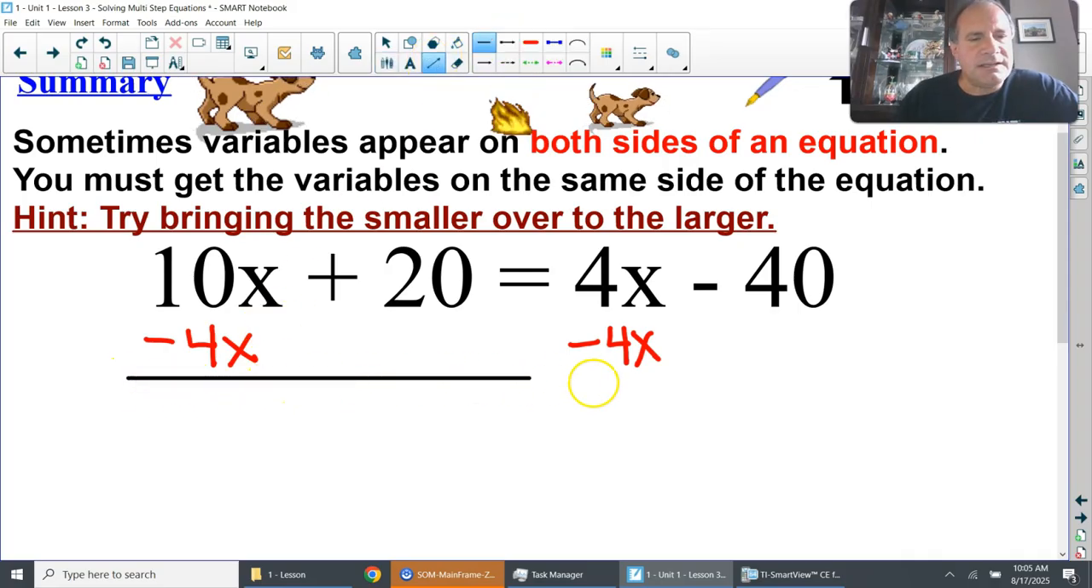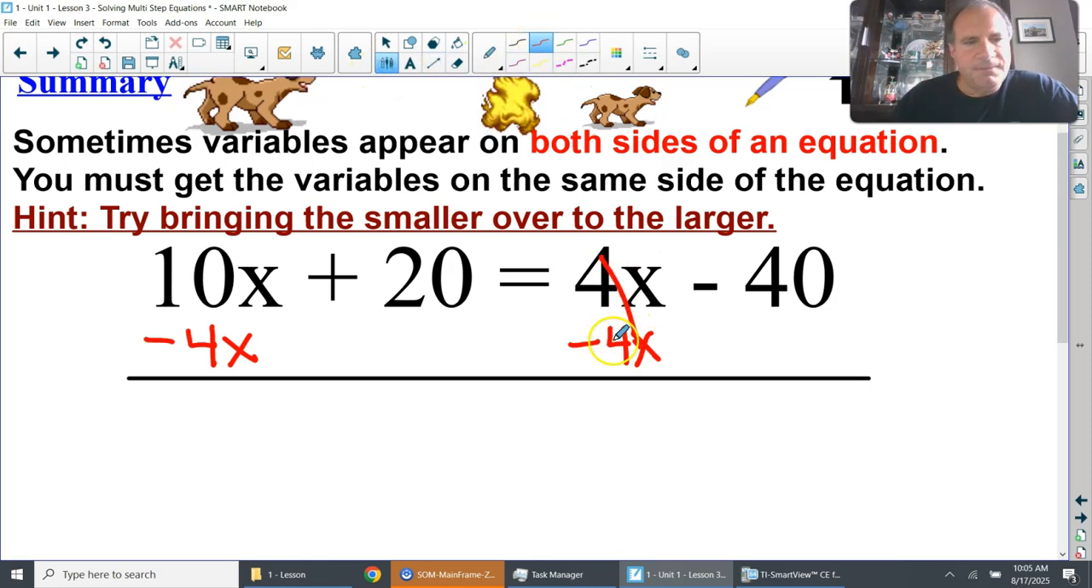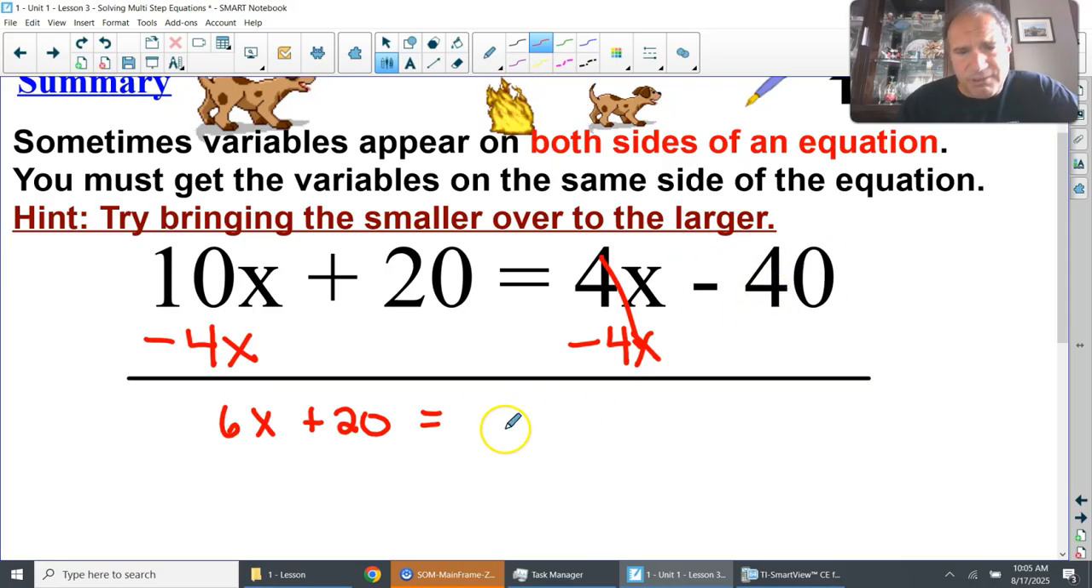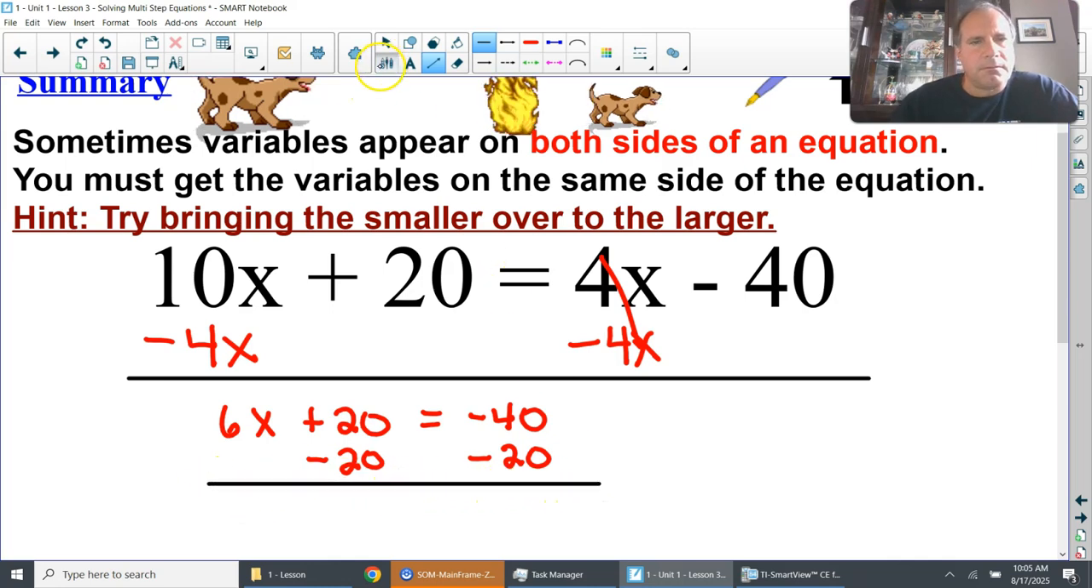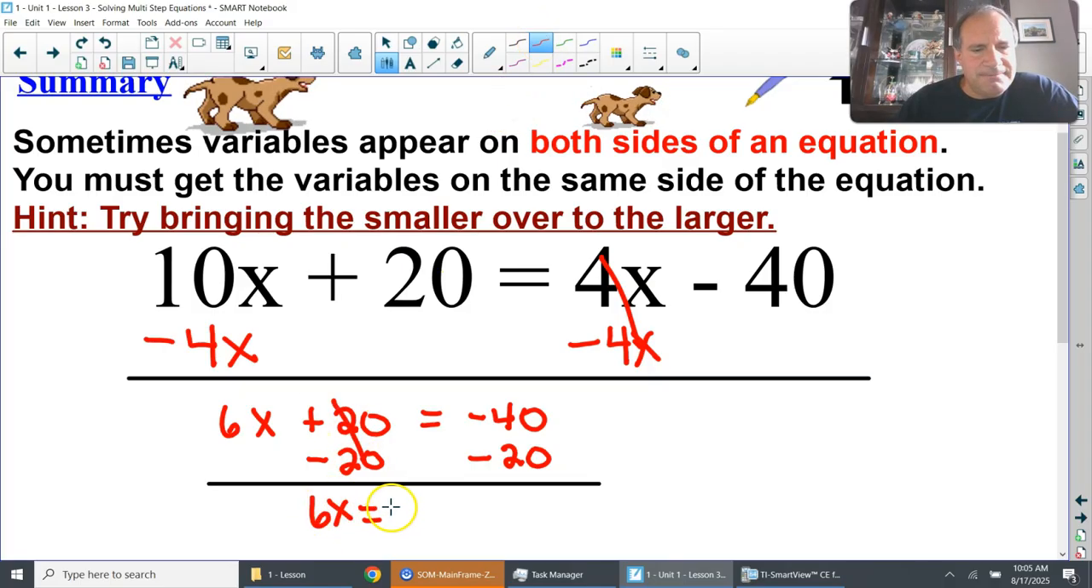What happens is that the 4's cancel out on the right side, and basically you're bringing that 4 over to the left side. So this becomes a 6x plus 20. Bring down the equal sign and bring down that negative 40. And you just go ahead like you would normally solve any two-step equation. You subtract 20 on both sides. This cancels. You have 6x equals negative 60.